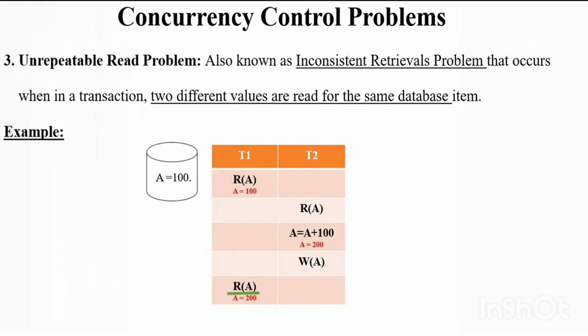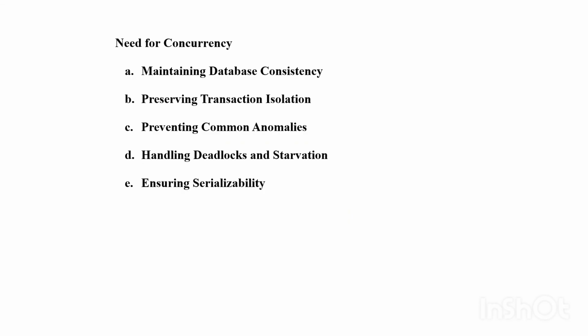Next, what is the need for concurrency control? The basic need is maintaining database consistency. What does consistency mean? There should be no duplications or any other false or awkward data. So this is maintaining database consistency and preserving transaction isolation. Transaction isolation means separation.